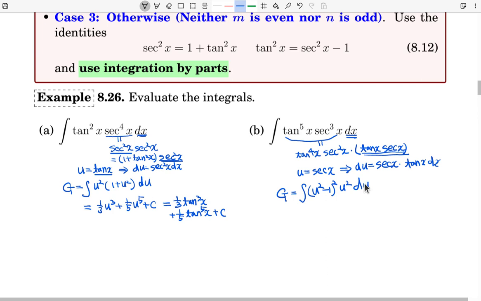From now on, the computation is not so complicated. You can finish it. Now this is a polynomial of u, and you can get the antiderivative quite easily, and u must be replaced with sec x. Then that's it, right?